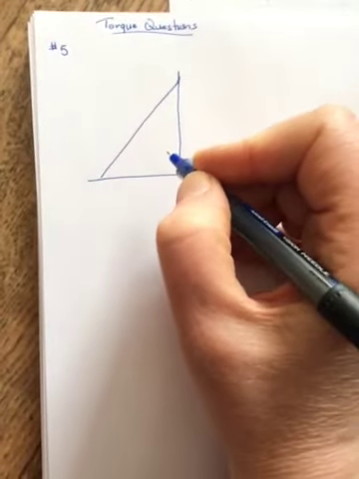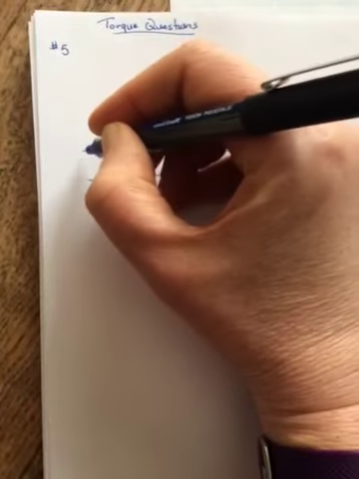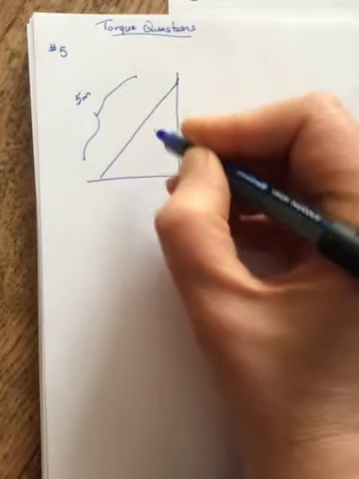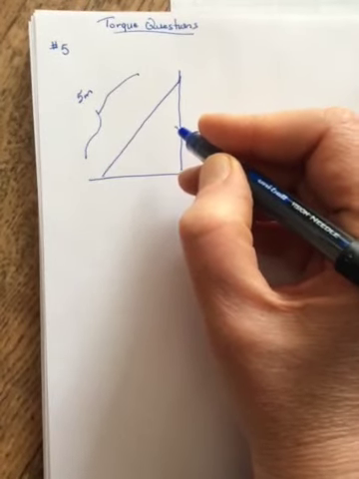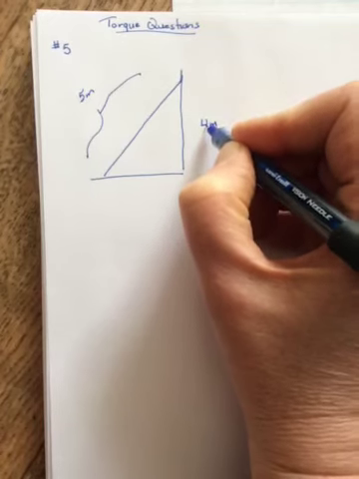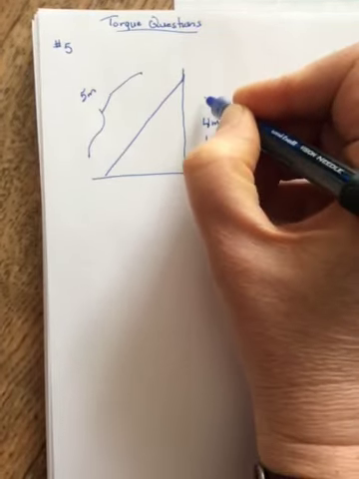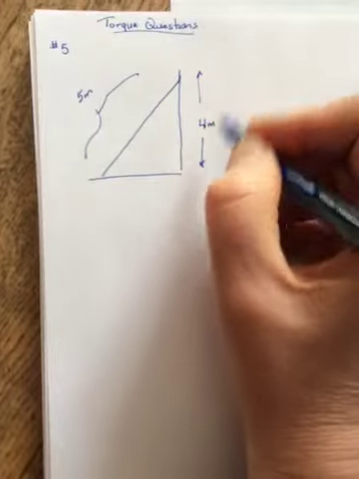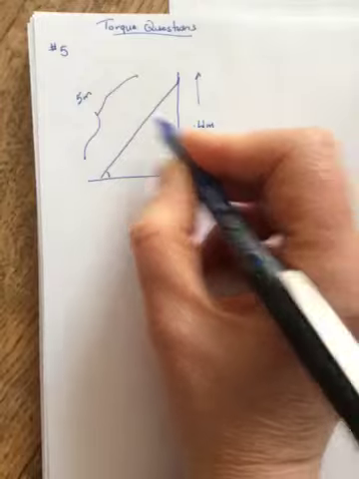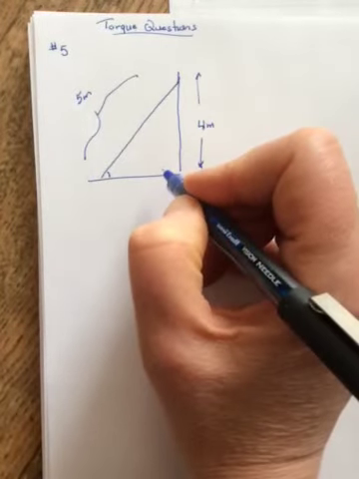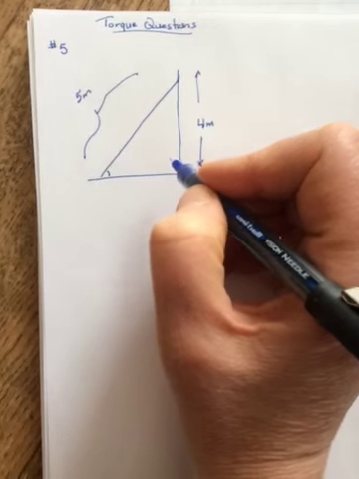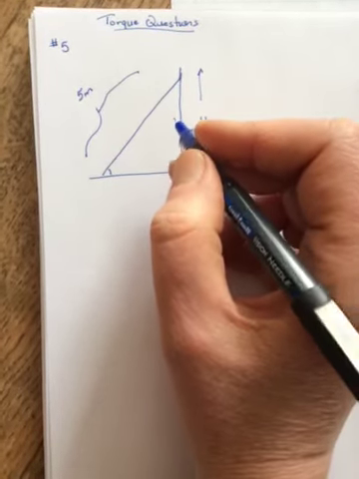Number 5 says a 5-meter long ladder. So this whole thing is 5 meters long. It meets a wall at 4 meters above the ground. So from the hypotenuse and the opposite side, you can find this angle, right? It'll be inverse sine of 0.8, which should be 53.13, I believe.